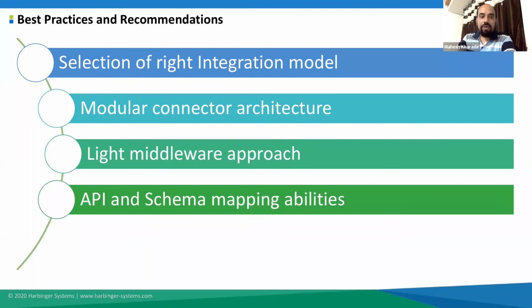Next is schema mapping. One of the challenges we discussed is the variation in the API design. So providing an ability to map the schema without frequent code changes is really important. And that's something we can achieve by having those mapping abilities as part of the configuration options.